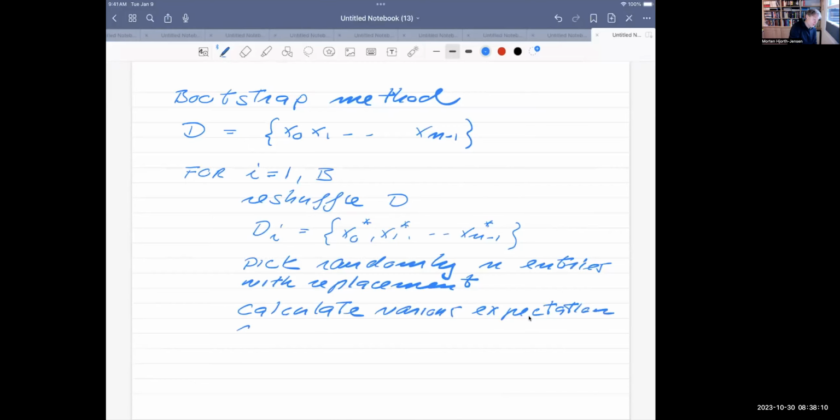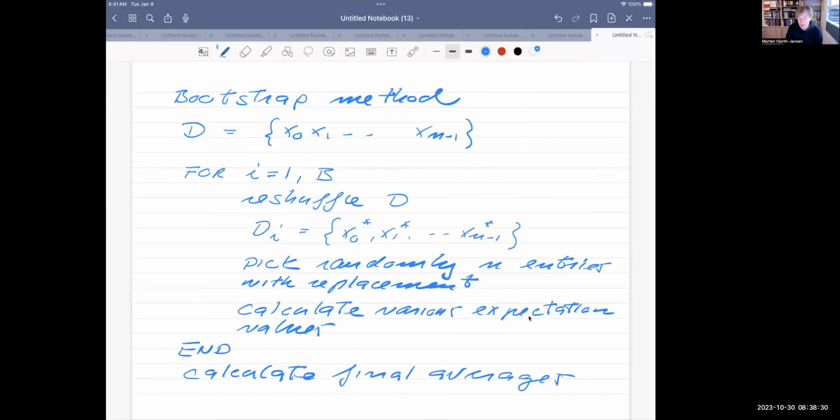Could be the mean value, it could be the variance, etc. So we would then have an end loop here, and then at the end, calculate final averages. So the bootstrap method is extremely simple to use, and it's very simple to implement. Now, we are going to look at examples of these, but before we do that, we are going to say something about the bias-variance trade-off.